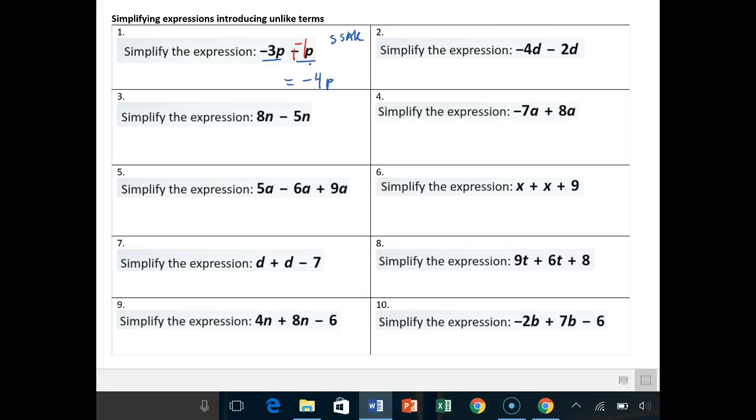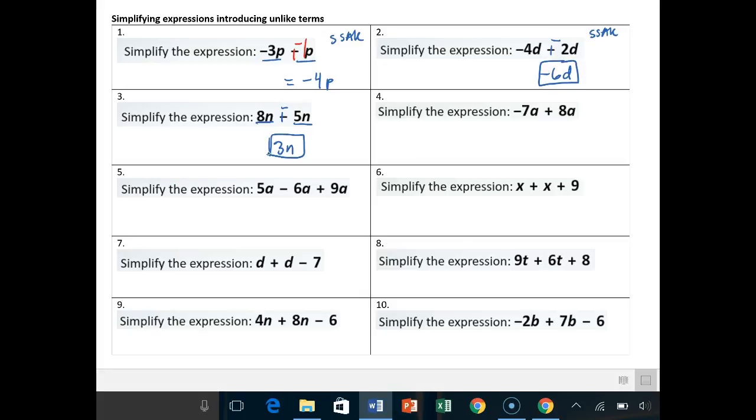Number 2, very similar thing, except this time I just say plus negative. So again, this is an SSAK, same signs, add, keep. So negative 4 plus negative 2 gives me negative 6, and then I just tack the variable onto the end of it. Number 3, 8n minus 5n. I could do plus negative, or I could just realize, hey, I know how to do 8 minus 5. It's the same thing as 8 plus negative 5. So those are both like terms. I get 3n.